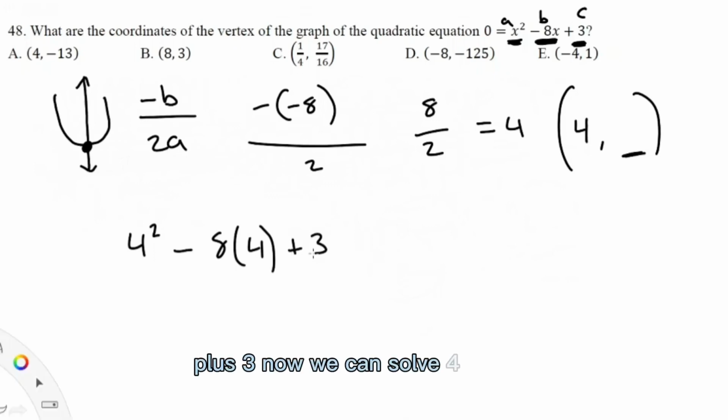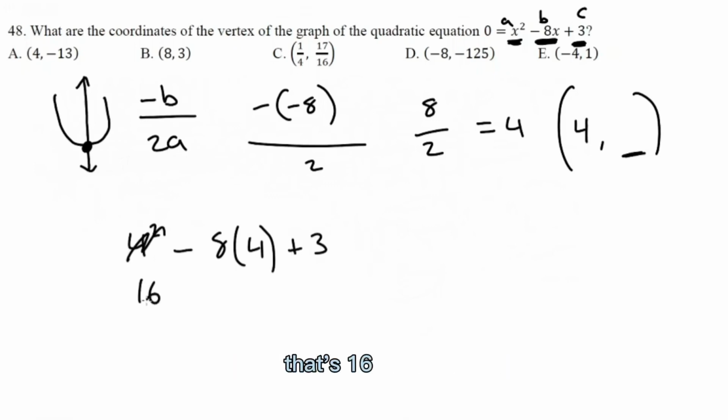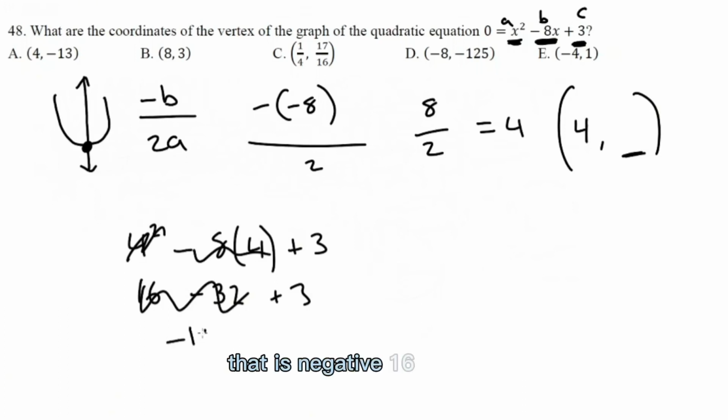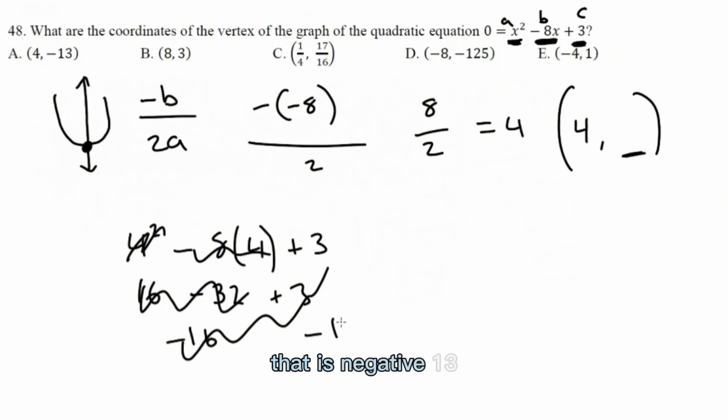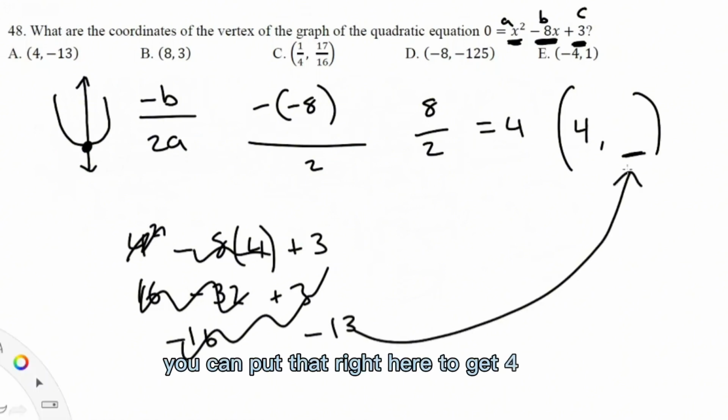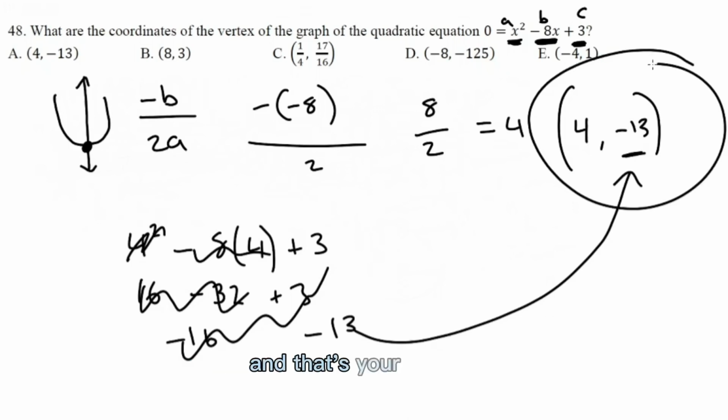Now we can solve. 4 squared, that's 16. Negative 8 times 4, that's negative 32. Now we have the 3. So we add 3, and now we can simplify this. 16 minus 32, that is negative 16. Negative 16 plus 3, that is negative 13. So now that is your y value. You can put that right here to get 4, negative 13, and that's your answer.